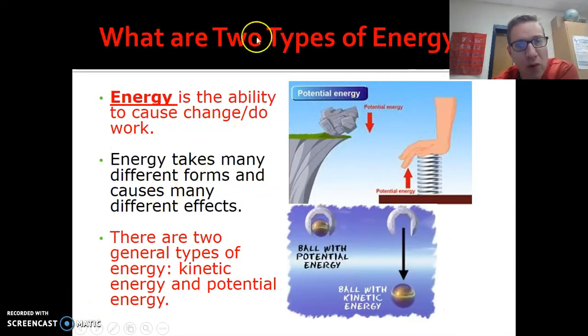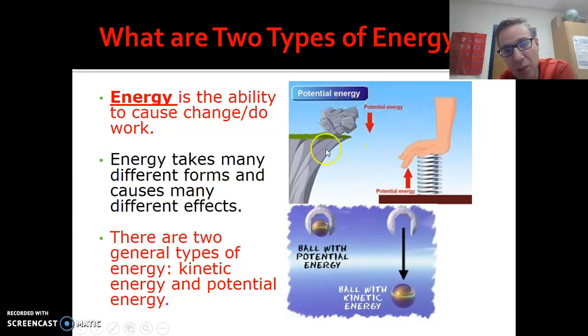So for your Cornell notes, the first question you want to think about is, what are two types of energy? Remember, whatever's in the red, you write down. So energy is the ability to cause change and do work. Okay? So anytime you do something, you have energy being exhibited. Whether you pick up your pencil, you're writing, even just breathing, energy is being used when you do something. We're going to talk a little bit more about work later on in the year. So it can take many different forms, and there's two main forms. At the bottom here, you have kinetic and potential energy. All energy can either be kinetic or it can be potential.